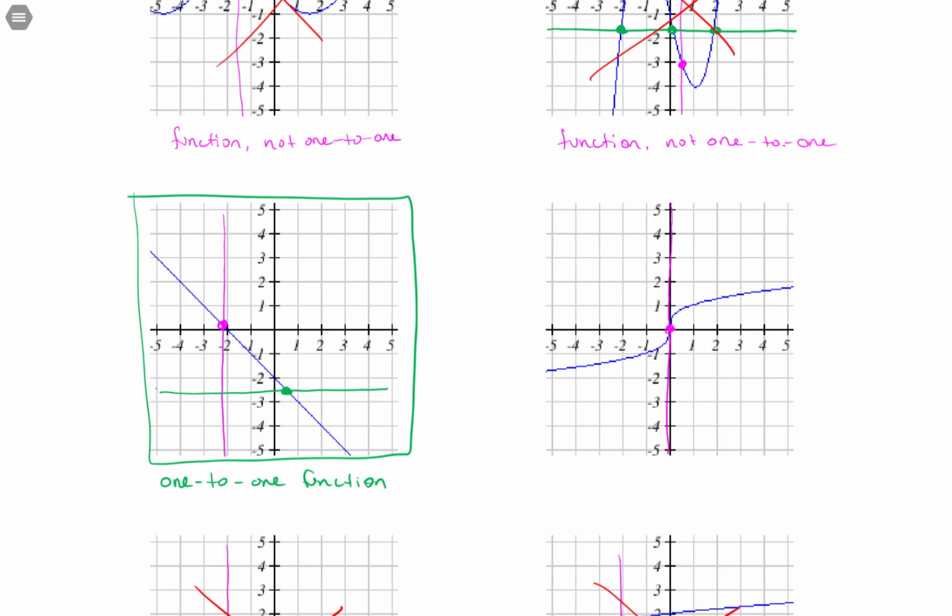And this next one, this cube root graph. If I draw a horizontal line anywhere on this graph, it's only going to touch the graph at a single point. So not only does it pass the vertical line test, it also passes the horizontal line test. So this is in fact a one-to-one function.